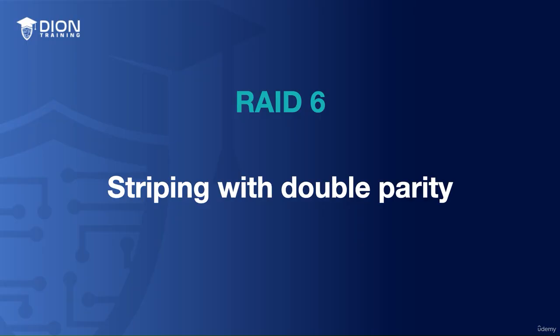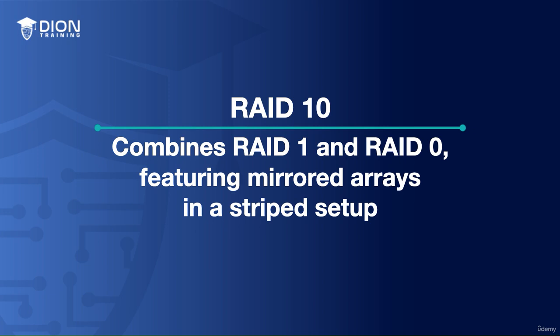Now, the keywords you need to remember for a RAID 6 is striping with double parity. Fifth, we have a RAID 10, also known as a RAID 1+0. Now, a RAID 10 will combine the advantages of a RAID 1 and a RAID 0 into a single RAID array. Essentially, a RAID 10 is going to be a striped array that contains two sets of mirrored arrays within it.